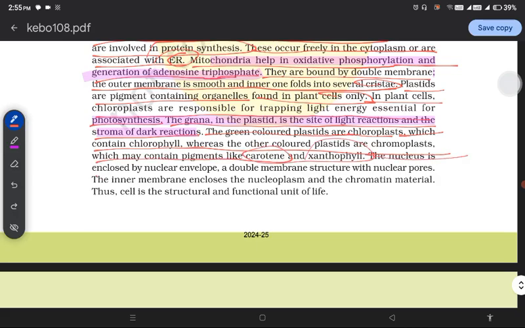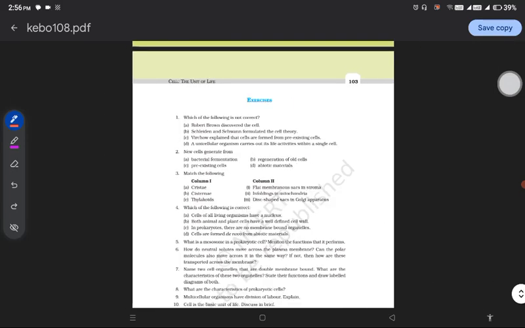The nucleus is enclosed by the nuclear envelope, a double membrane-bound structure with nuclear pores. The inner membrane encloses the nucleoplasm and the chromatin material. The cell is the structural and functional unit of life. Chapter complete.